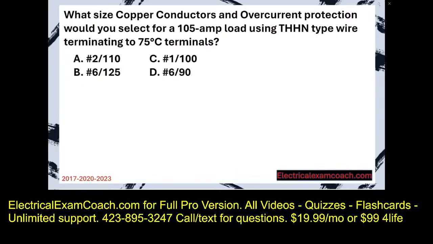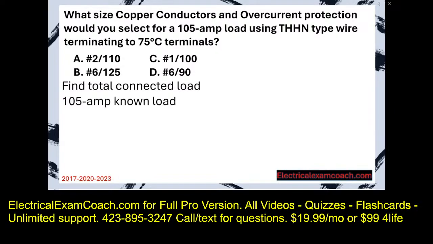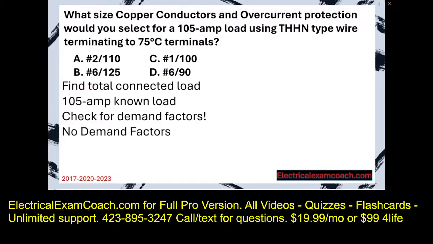Let's get to it. What size copper conductors and overcurrent protection would you select for a 105 amp load using THHN type wire terminating to 75°C terminals? Step 1, we're going to find the total connected load. Our starting known load is 105 amps, but we must check for demand factors. It doesn't mention a specific type of equipment or for how many hours that it's running, so in this case, there are no demand factors.